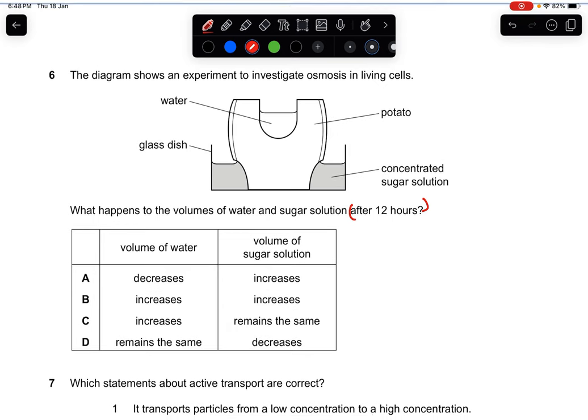Since osmosis is from high to low water potential, the water can go in. Therefore, the volume of water will decrease, not increase. It definitely doesn't remain the same. The volume of the sugar solution will increase. It will definitely increase and will never decrease or stay the same because water enters. However, the only answer here that is correct is that the volume of water decreases. So the answer is A.